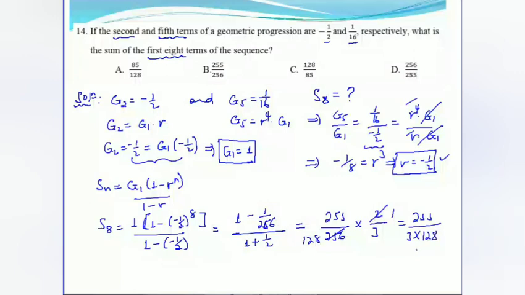Actually, we can simplify this by 3. 255 by 3 is 85, 3 by 3 is 1. So the result is 85 over 128. Therefore, the answer, or the sum of the first 8 terms of the given geometric progression, is 85 over 128.